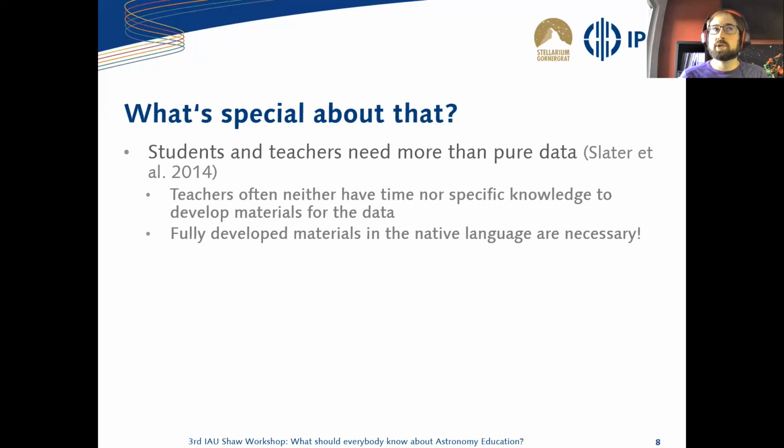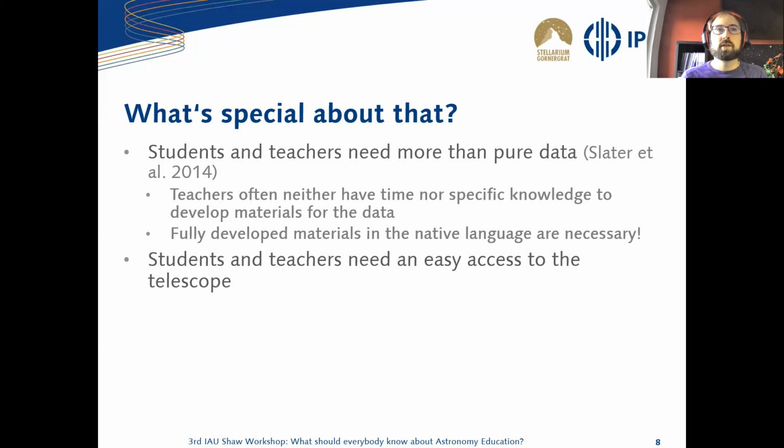Students and teachers are no experts in astronomy or astrophysics, so they need more than the pure data. You can't expect the teachers to have the time or the specific knowledge to develop materials to work with the data, at least not on the level that would be possible. So you have to offer them materials, and those materials should be in the native language, so as not to make it more difficult than astronomy already can be sometimes. And of course, you also need easy access to the telescope.